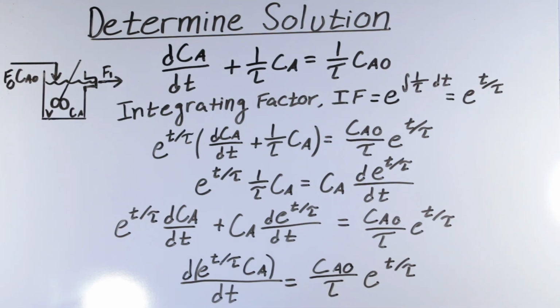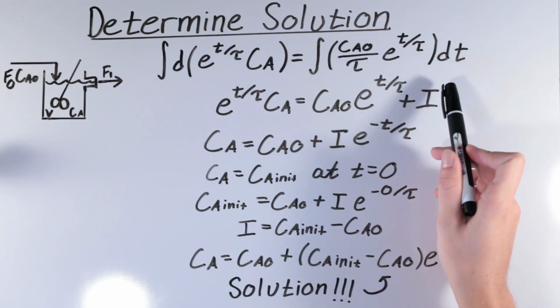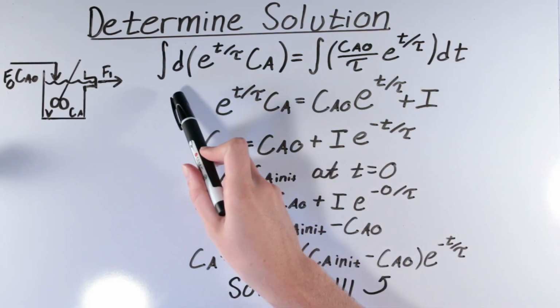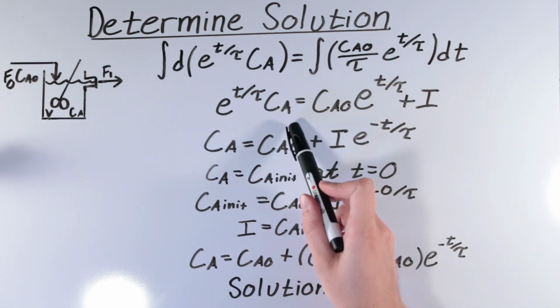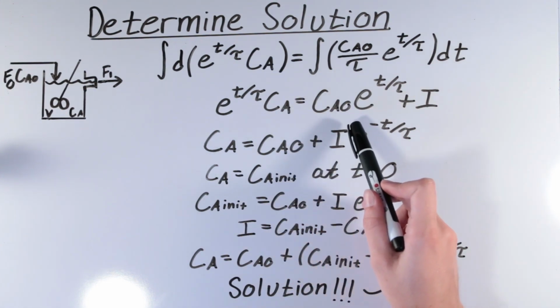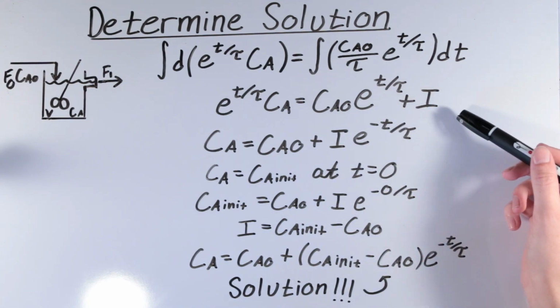Now, you may notice that this form of the equation is separable. We can just multiply over this dt to this other side, and we'll be all set up to integrate both sides and generate our solution equation. So I've moved the dt over to the right-hand side of the differential equation and integrated both sides to yield e to the t over tau times the concentration in the tank is equal to the concentration of the inlet stream times e to the t over tau plus I, which is a constant of integration.